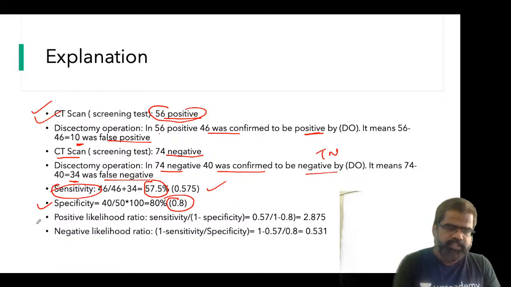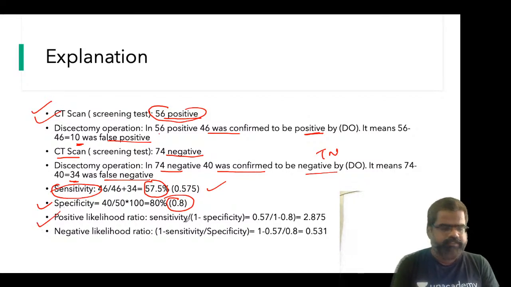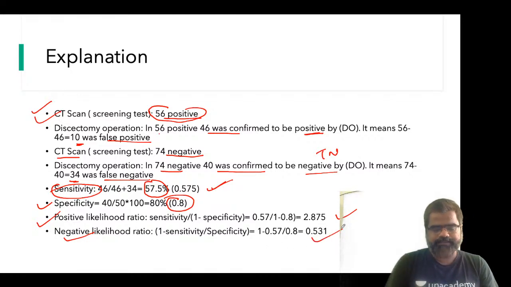Now you know what is positive likelihood ratio: sensitivity divided by 1 minus specificity. You have your sensitivity value, you have your specificity value. You calculate this, you get 2.875. If you want to calculate the negative likelihood ratio, that also we can calculate, we get 0.531.